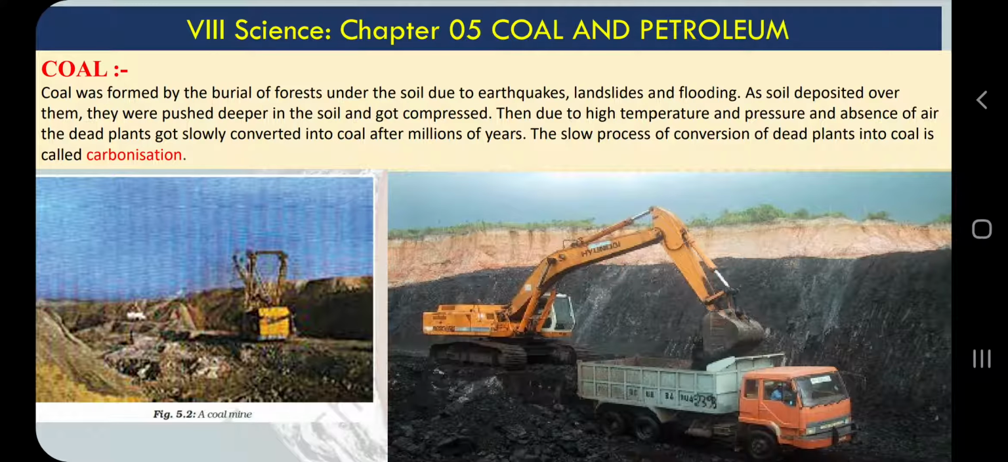So what is written further: as soil deposited over them, and this is how we get sedimentary rocks, layer by layer, they were pushed deeper in the soil and got compressed. And that is why you are not able to imagine that coal was a living thing many years ago. Actually they are dead plants, remains of dead plants. Then due to high temperature and pressure and absence of air, this is very important, otherwise in presence of air there is a possibility of oxidation, and nothing will remain.